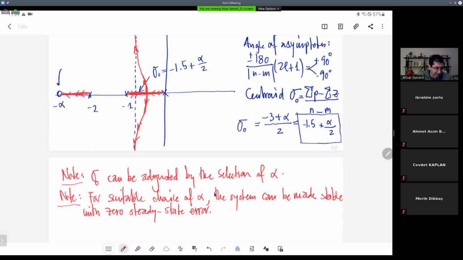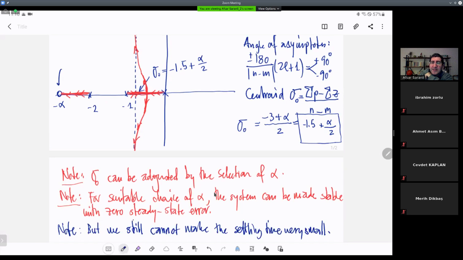But we still cannot make the settling time very small. This was still a problem with the integral controller, but the integral controller also had stability problems. Now we fixed the stability problems, but unfortunately could not improve the settling time too much.